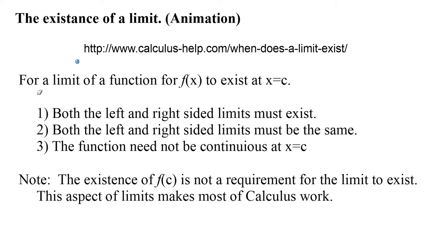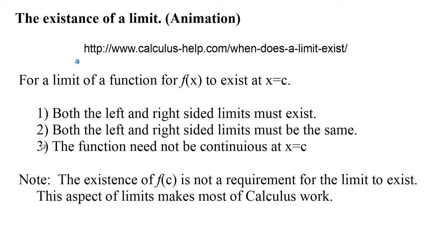So basically, for the limit of a function at some value c to exist, three things must occur. Both the left and the right-sided limits must exist. The left and the right-sided limits must be the same. Now here is the kicker. The function does not need to be continuous at that particular value c. And that is the most important part of this whole limit definition.